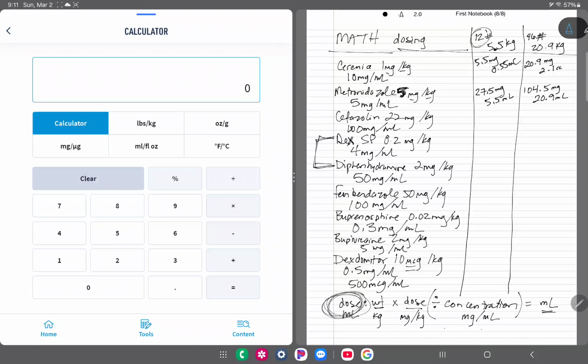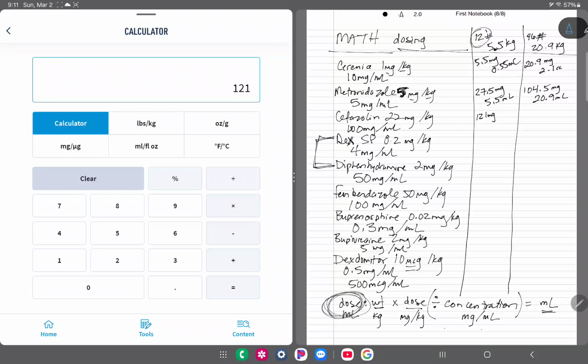Now, cefazolin, everybody gives cefazolin for pre-op injections and every 90 minutes or so in surgery. So take your weight, 5.5, times the dose, or the mg per kg, which is 22, and you're going to get 121 mg for that cat.